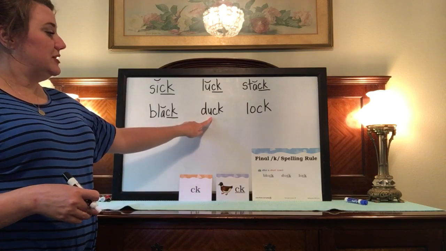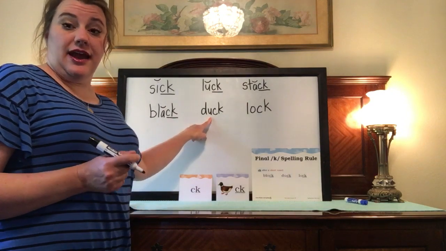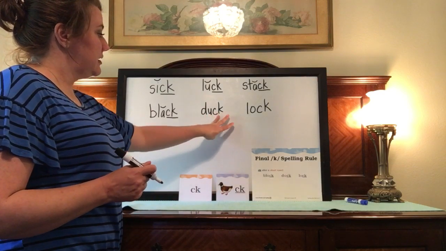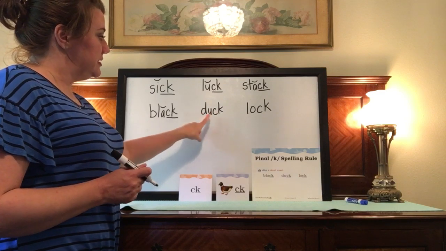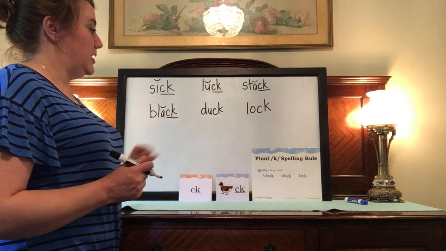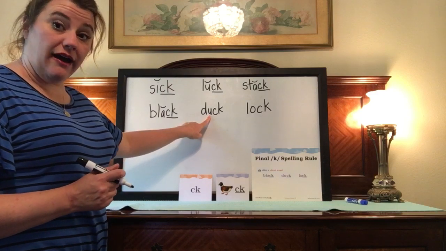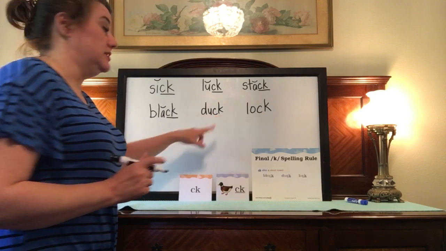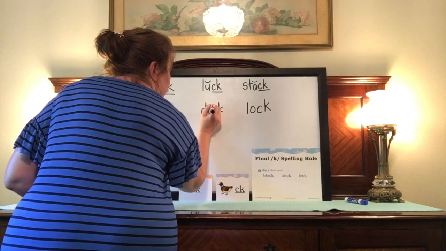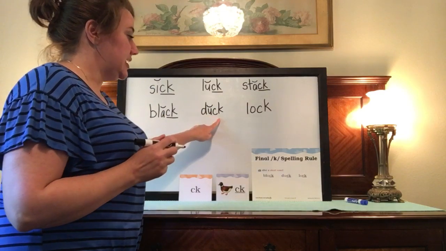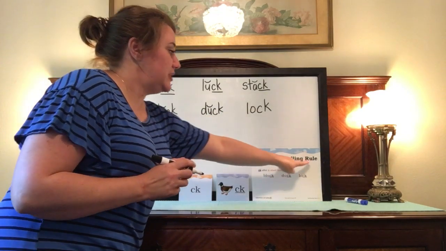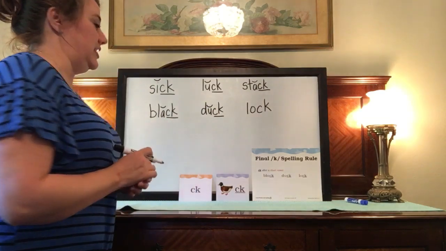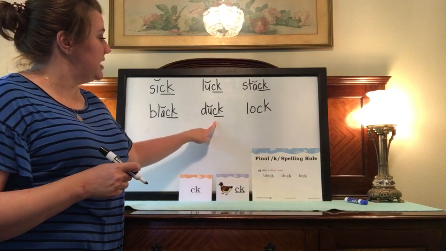Now, let's code duck, which is our keyword. D, u, k. Three sounds. D, u, k. Okay, I hear the short U sound. I see that it's followed by a consonant, so I know it's short. I'll code it with a breath. Then I hear k, which is the final k spelling rule, and so I know it's digraph CK, so I'll underline it. Now we've coded the word duck.